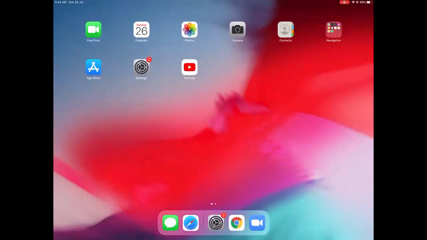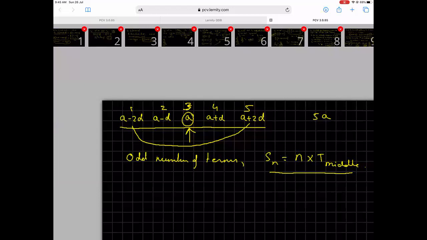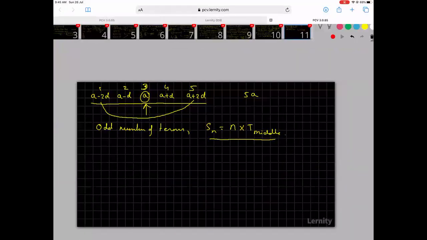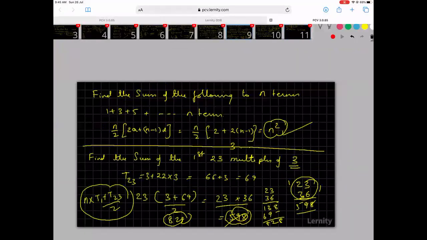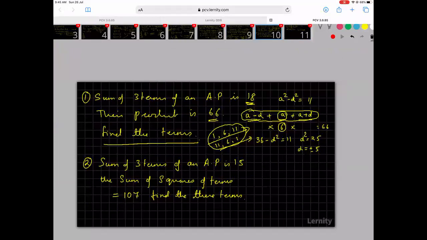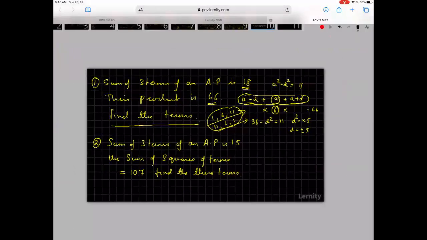Okay. So take a few minutes and make sure that you are finishing both the questions. Here is the first one and then the second one. The sum of three terms of an AP is given to you as 15. The sum of the squares of the terms is given to you.